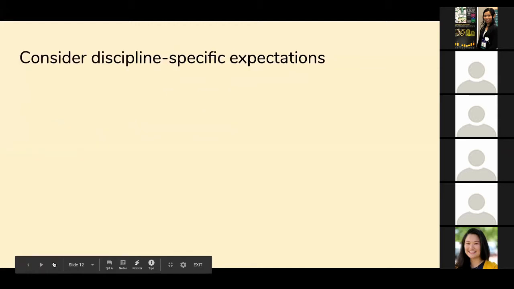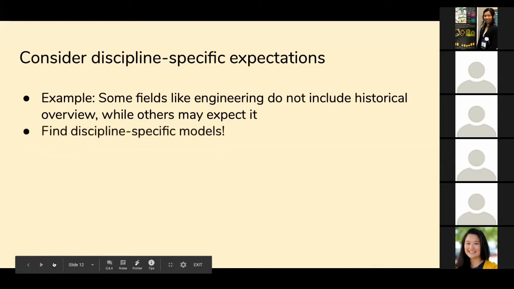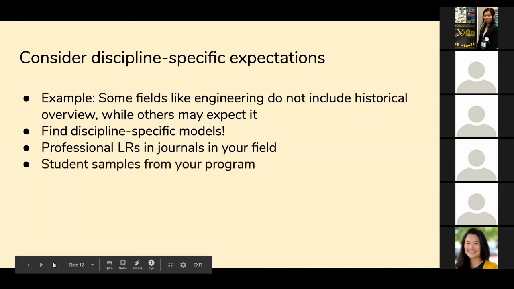You also want to consider discipline-specific expectations. For example, some fields, like engineering, do not include a historical overview, while other fields may expect it. Those are the kinds of things you can look at when you're considering samples in your field. So you want to find those discipline-specific models. One place you can look: this is a genre that exists out there in the world. You can look at professional lit reviews in journals in your field. But as I was mentioning, you also want to locate student samples from your specific program.